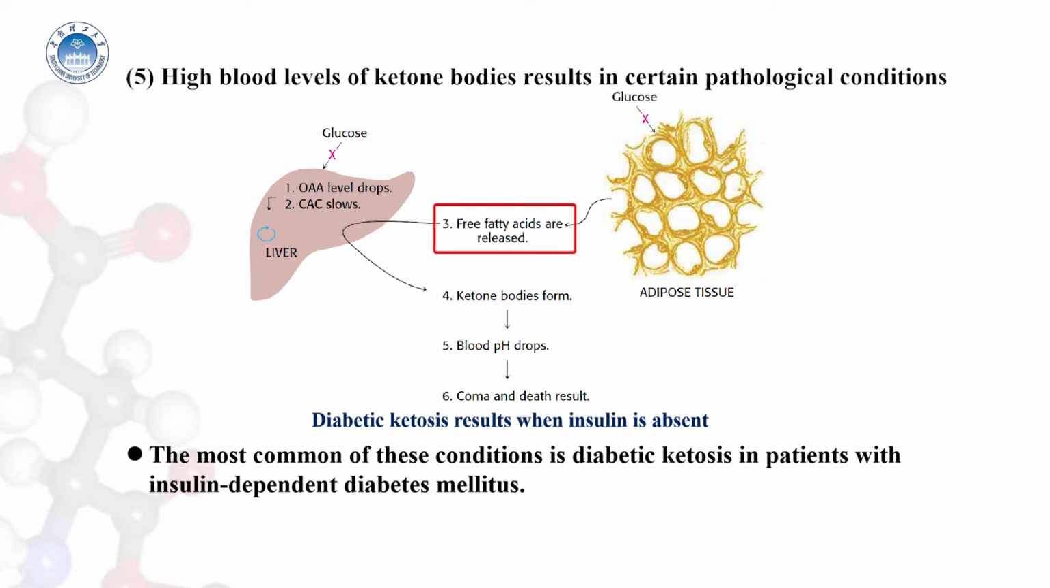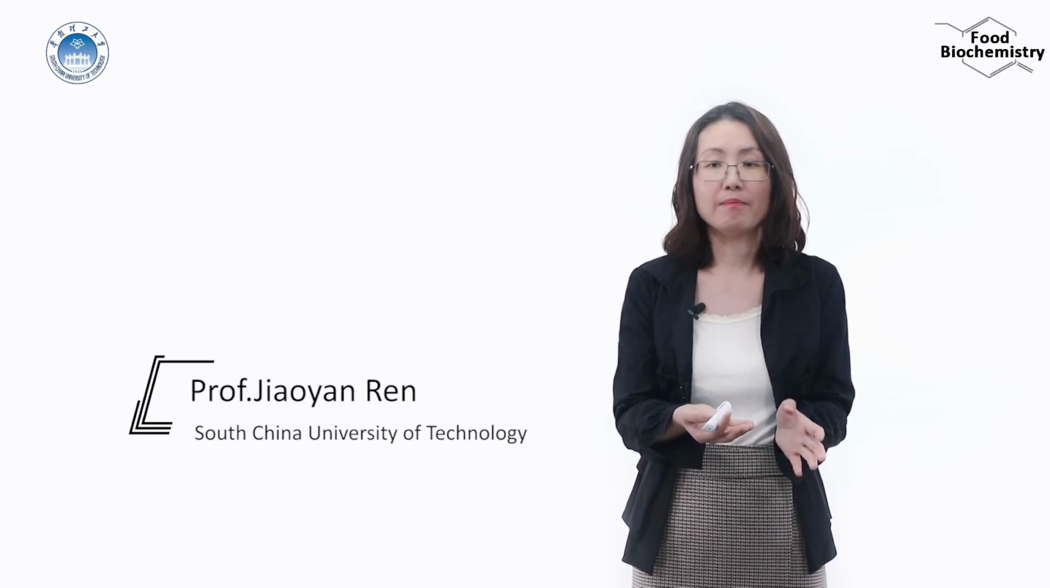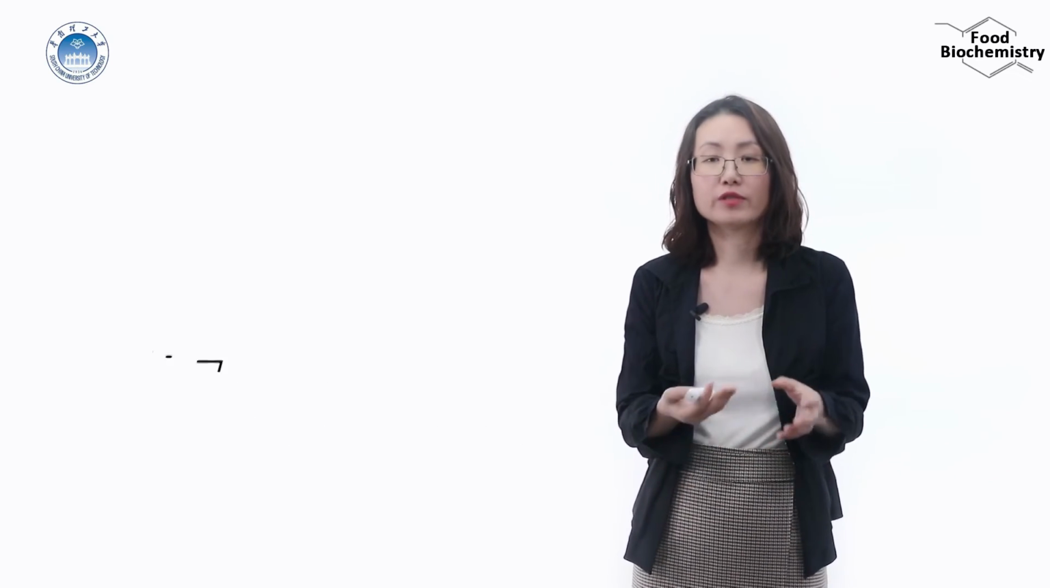Second, adipose cells continue to release fatty acids into the bloodstream. These fatty acids are then taken up by the liver and converted into ketone bodies. The liver thus produces large amounts of ketone bodies, which are moderately strong acids. The result is severe acidosis. So the decrease in pH impairs tissue function, most importantly in the central nervous system.